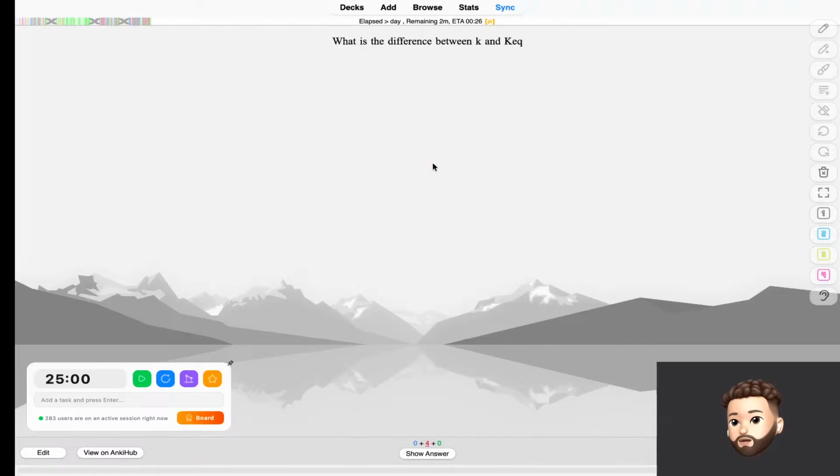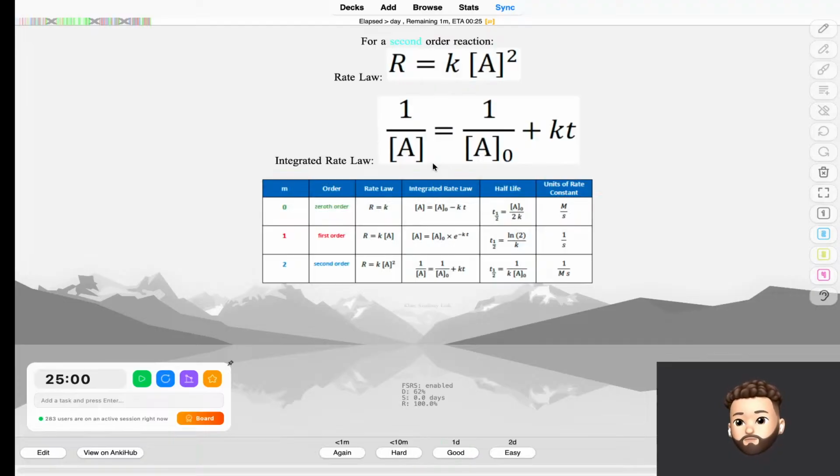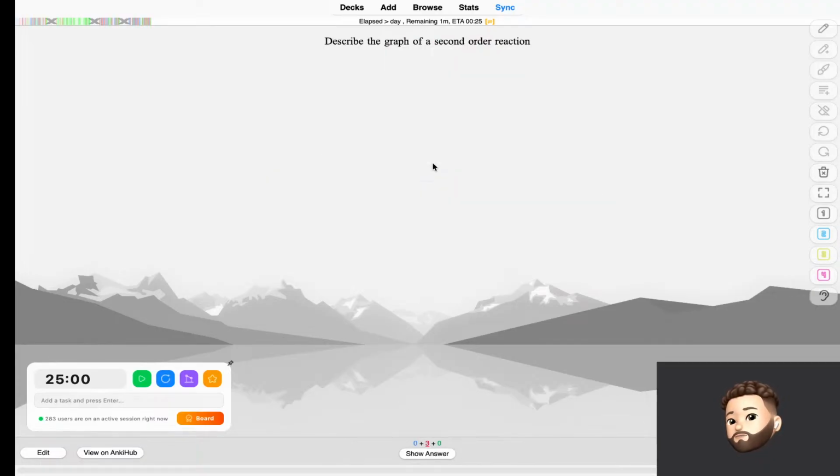What is the difference between k and K eq? k is the rate constant for the rate law equation. K eq is the equilibrium constant for the equilibrium equation. The rate law is going to be k[A] squared or k[A][B]. The integrated rate law is 1 over A is equal to 1 over A naught plus kt.